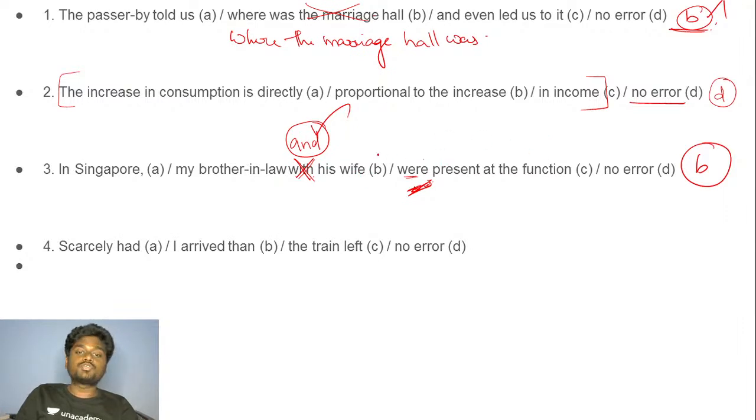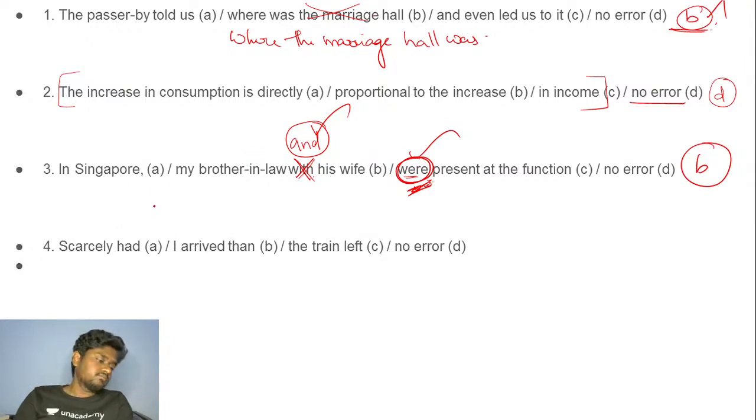The second part should be rewritten as, my brother-in-law and his wife, to agree with the verb were. Okay, that's it. Very simple. Is that clear? So definitely a lot of people will be making mistakes here. So try to understand the little bit of nuances. Okay. So the error is with B, I would say.